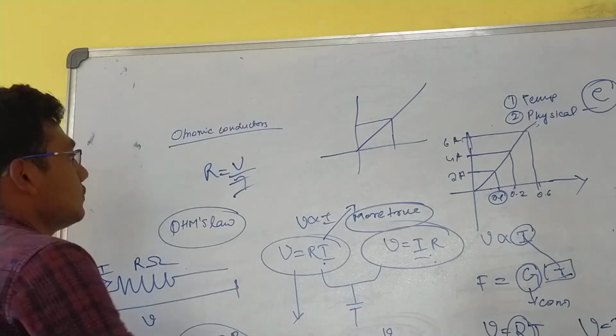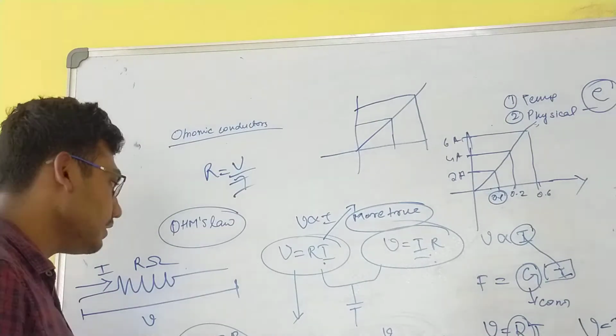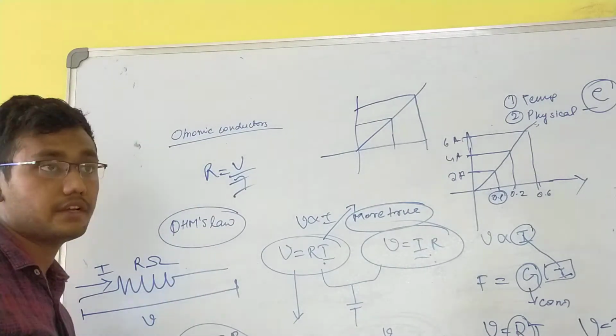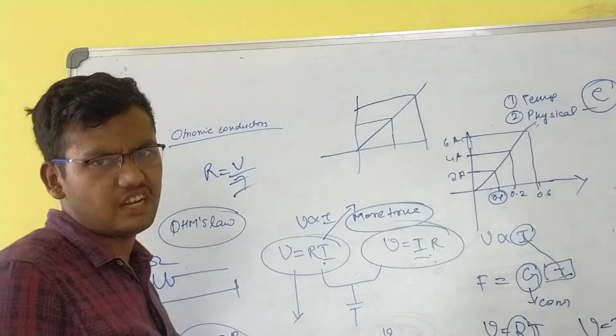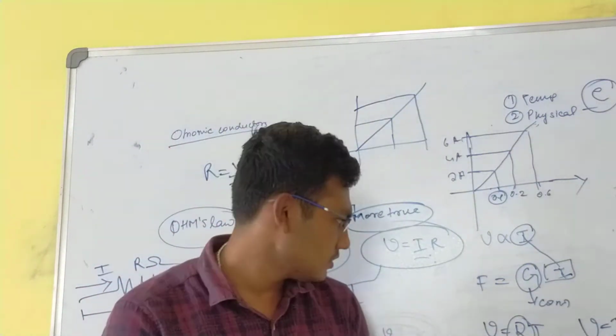If my conductor is following this straight line, then it is called an ohmic conductor. I repeat, if my conductor follows the straight line, then it is called an ohmic conductor. Otherwise, it is a non-ohmic conductor.